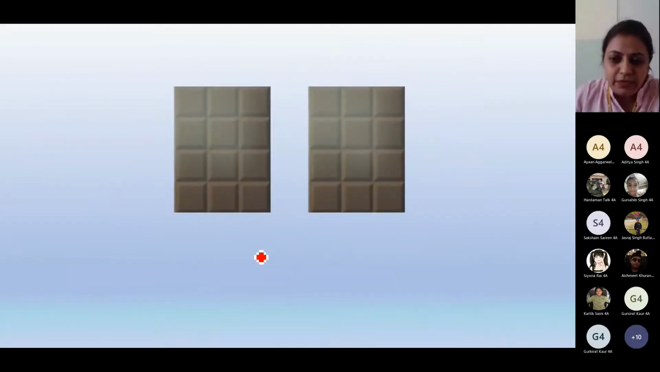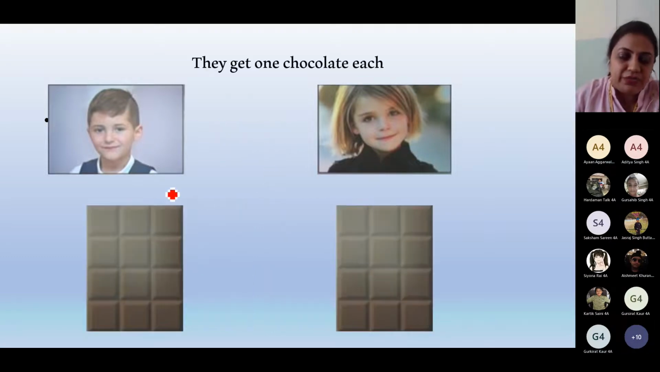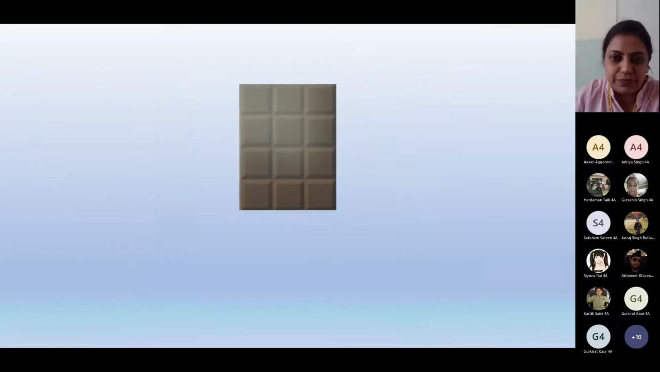One another day, Abir's mother got 2 chocolates. Now she is having 2 chocolates. She has to divide these chocolates between Abir and his sister. So 2 divided by 2. These chocolates will be divided between these 2 kids. So 2 divided by 2 is 1. So Abir will get 1 chocolate and his sister will also get 1 chocolate.